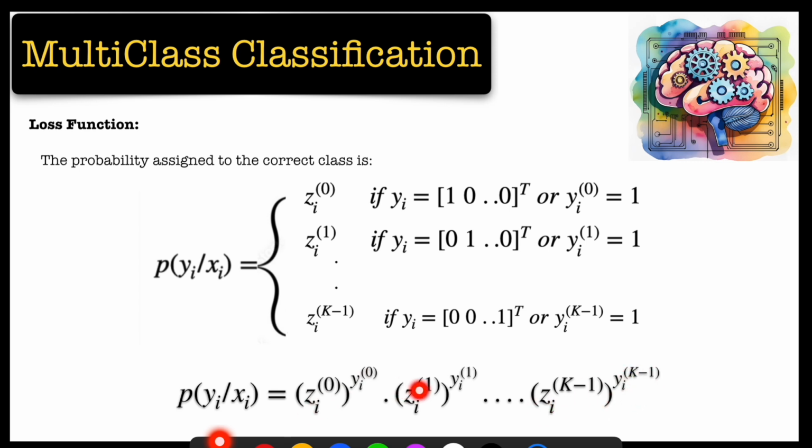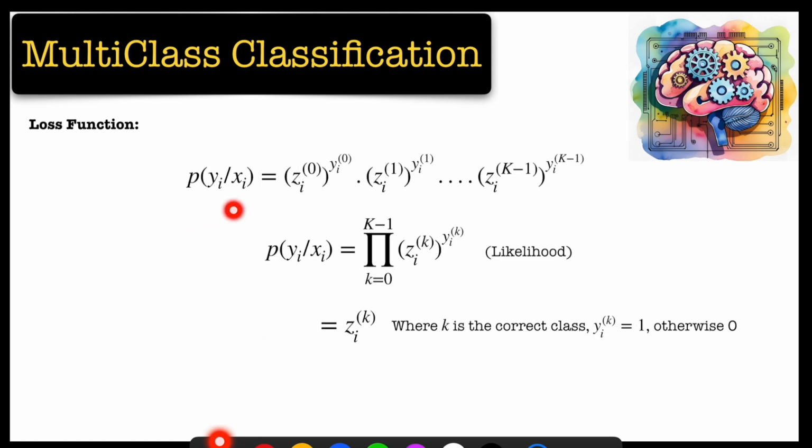So we will just get the value zi1. If yi1 is 1, then we will just get the value zi1. If yi0 is 1, then only that yi0 term will be 1 and we will get zi0. The rest will be 1. So that is why this probability formula works. Now, this is the probability of getting the correct output and we call it the likelihood as well.